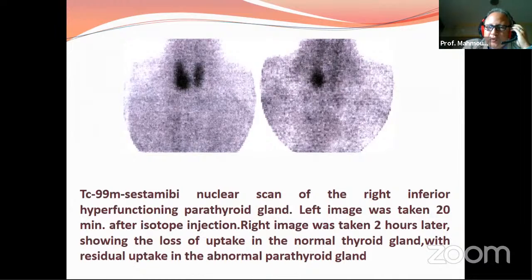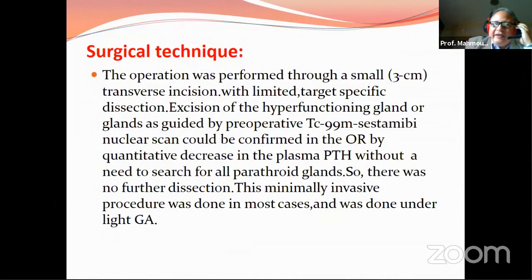The left image was taken 20 minutes after injection of the isotope, and the right image was taken 2 hours later, showing loss of uptake in the normal thyroid gland with residual uptake in the abnormal right lower parathyroid gland. The surgical technique is through a 2 to 3 centimeter transverse incision targeting the hyperfunctioning gland as detected by preoperative localization using technetium systemic nuclear scan.